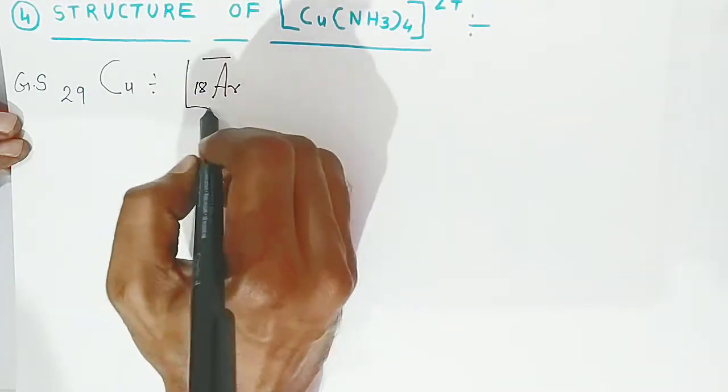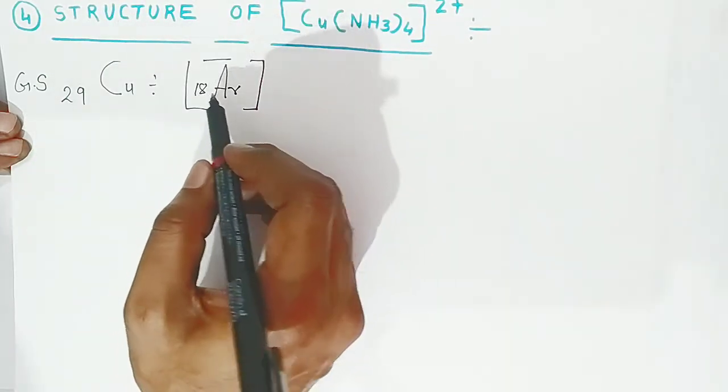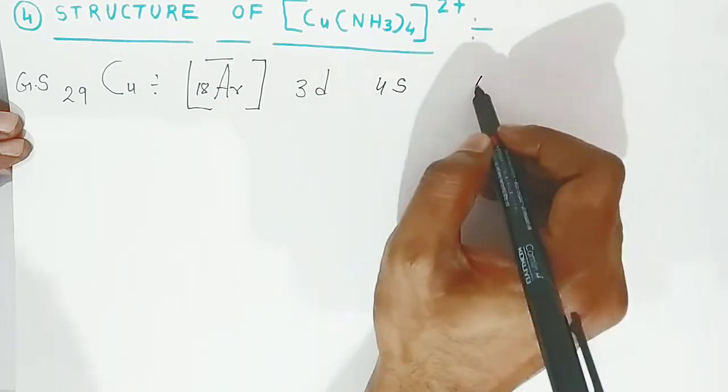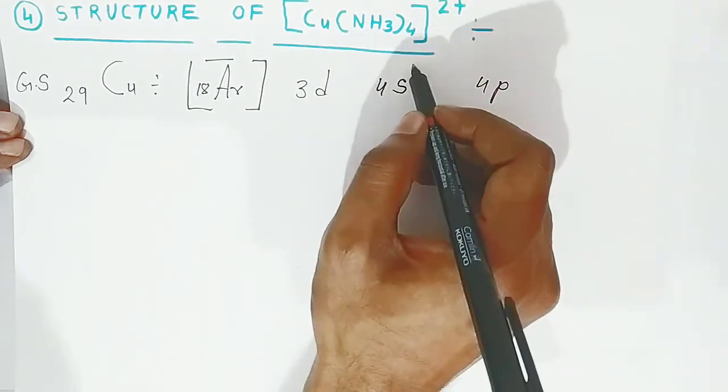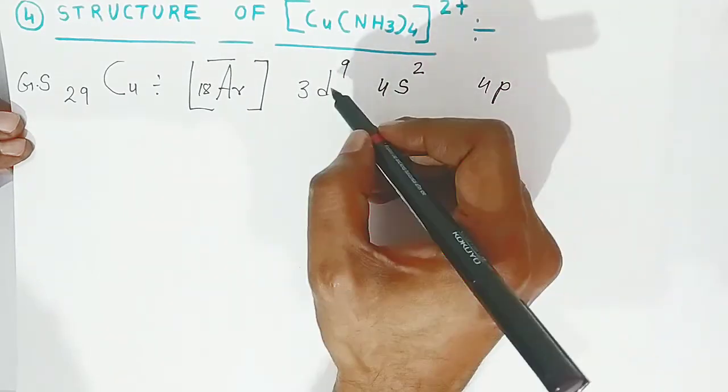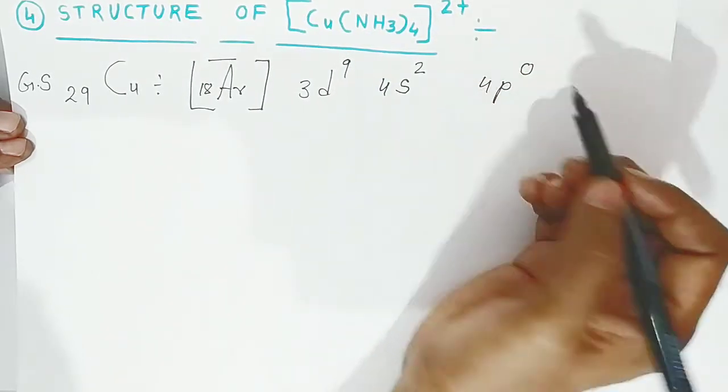You should know. It is very easy to write down the ground state electronic configuration, students. Argon 18. Now when you subtract, 29 minus 18, that is 11 electrons you are going to distribute in 3d, 4s and 4p. Now students, of the 11 electrons, 2 will go here and 9 will be here. After filling the d orbital, then the electron will go to the p. Already it is not filled, so here 4p will be 0.